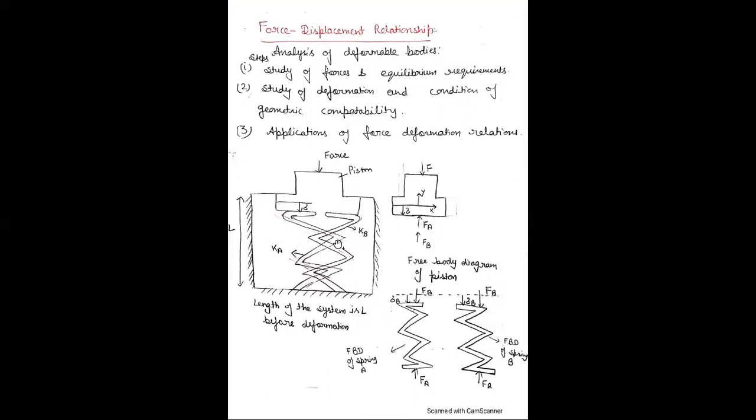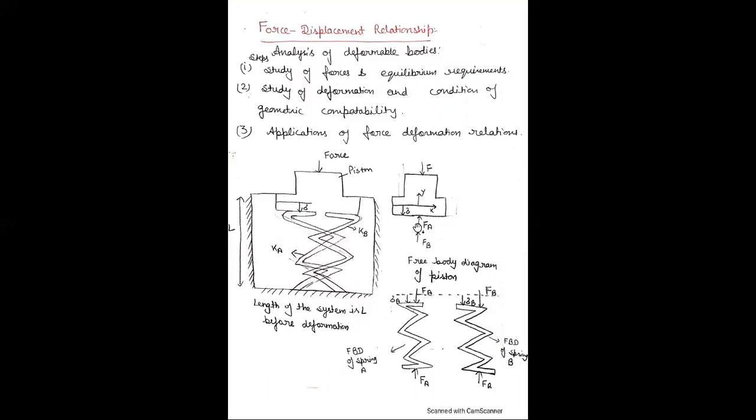Here there are two springs, A and B, supported by a rigid support, and there is a piston that creates force on these two springs. Here Kb is the spring constant of spring B and Ka is the spring constant of spring A, and L is the length of the system before deformation. Now there is a perpendicular force on the piston as well as the springs. Delta is the deformation. Now this is the free body diagram of the piston.